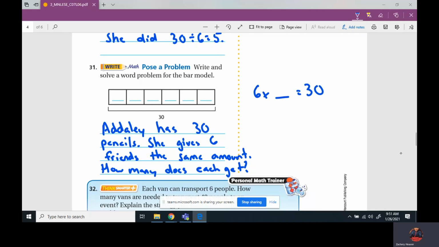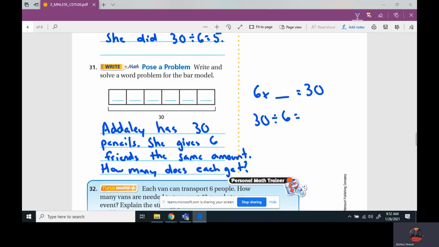Caleb, what's our division equation going to be? What's our dividend? Big number. Divided by how many boxes? Good. These are our 2 equations. 6 times what equals 30, and 30 divided by 6 equals what?